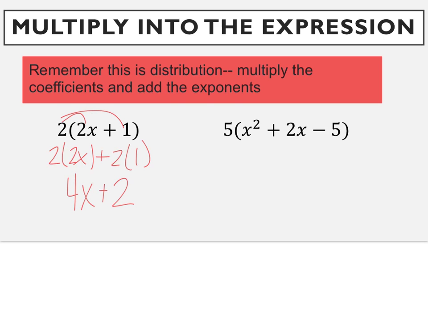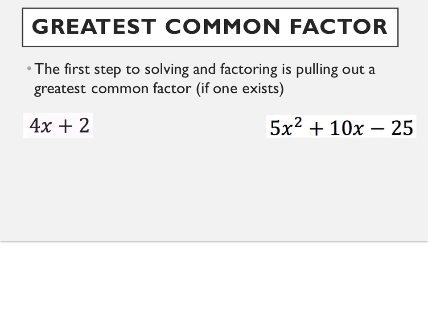All right, I want to look at the next slide real quick. So here I'm going to start with the second one over here. So this is greatest common factor. So the first step to solving and factoring is pulling out a greatest common factor if one exists. So I have to look at all three terms and see, is there a number that will divide 5x squared, 10x, and negative 25? Well, not all three of them have a variable, but I know that all three of them can divide by 5.